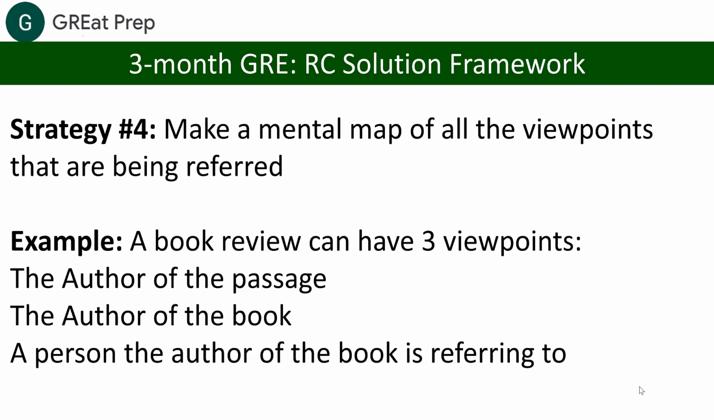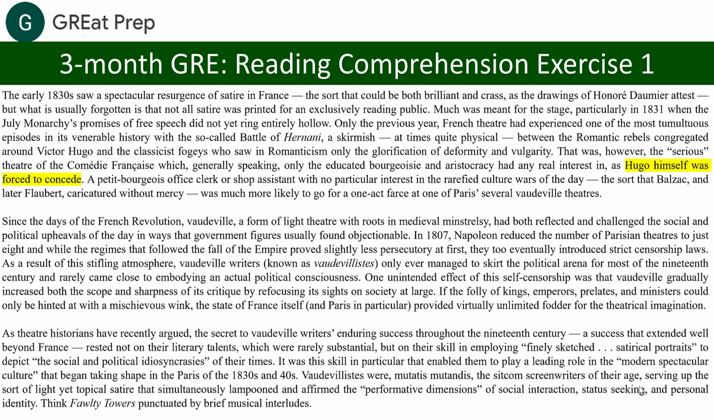And there are certain reading comprehension passages which can really trip you up if you do not keep track of these viewpoints. Now, in this particular passage, there really isn't much of this. So in that sense, it's easy, and this particular strategy is not really applicable. But you do see instances here where the author of the passage is basically referencing other people, like Hugo, which I've highlighted here in yellow. So you need to keep track of those, right?